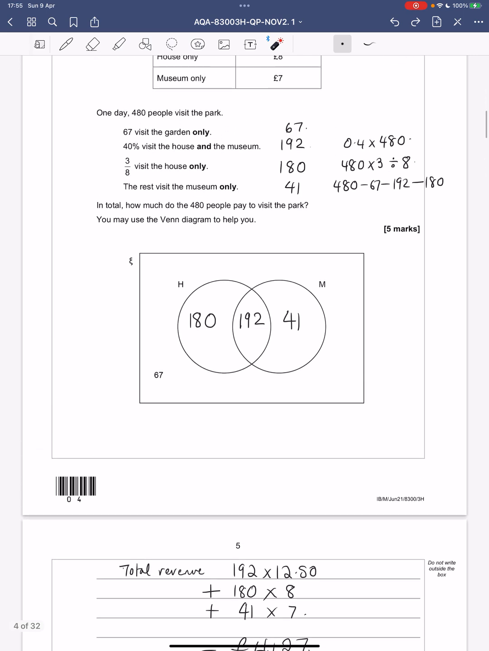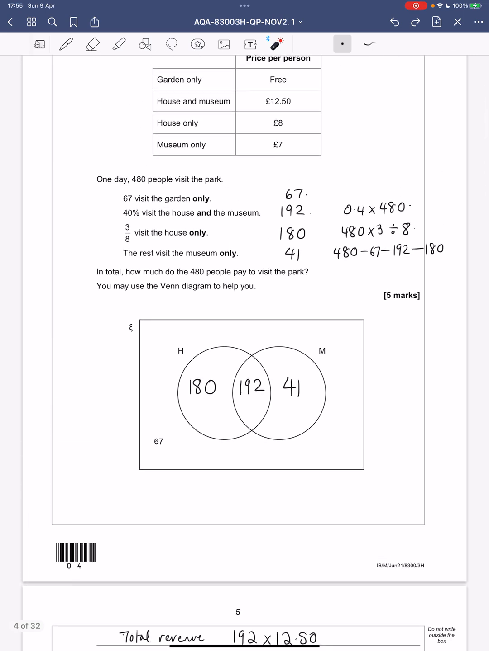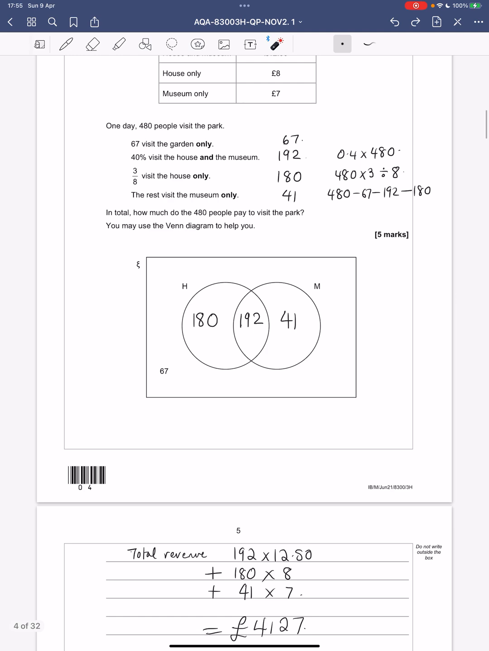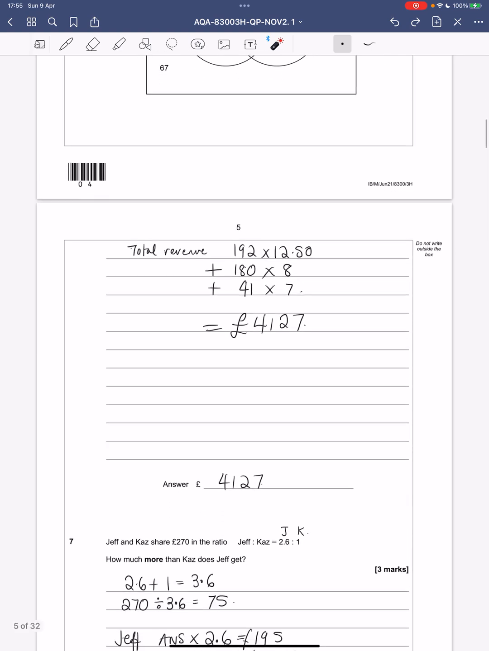So the total revenue, we've got 192 times £12.50. House only, 180 times 8, then 41 times 7, adds up to 4,127.